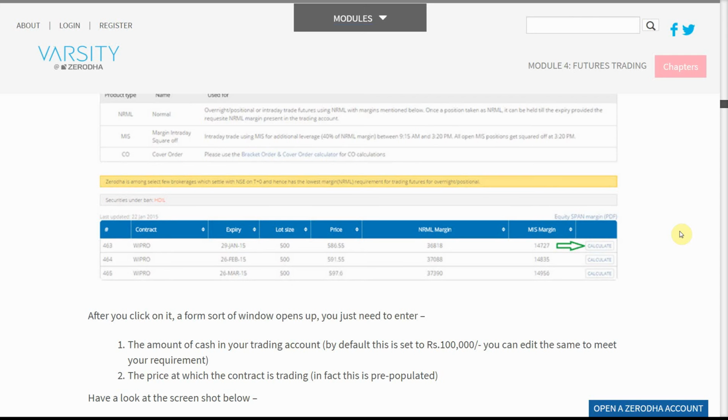You just need to enter the amount of cash in your trading account. By default, this is set to 100,000 rupees. You can edit the same to meet your requirement. Then there is the price at which the contract is trading. In fact, this is pre-populated. Have a look at the screenshot below.